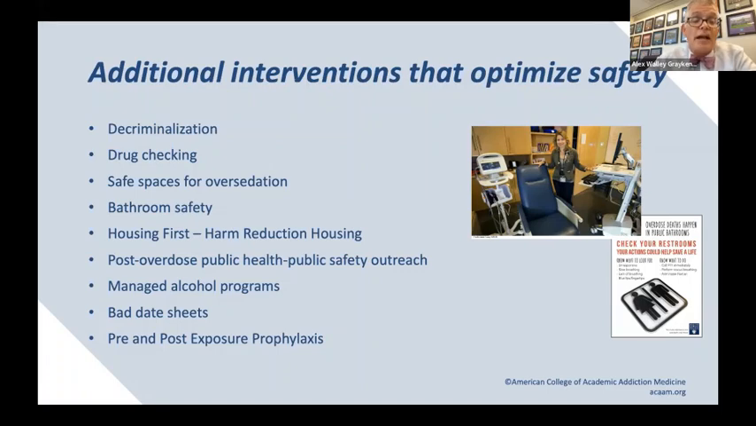There's drug checking. I mentioned fentanyl test strips, and now there are more sophisticated ways to do drug checking that are evolving. Safe spaces for oversedation. You can see my colleague Jesse Gata there at the spot at Boston Healthcare for the Homeless, a place for people to go when they're oversedated. They're not allowed to use drugs in that space, but if they are oversedated or intoxicated, that's a safe place for them to go.